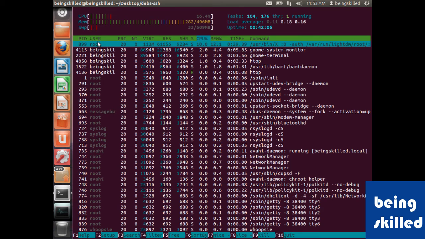Also, since it's very colorful, it helps us in understanding the entire analytics very easily. So this is one of the most recommended utilities for any system administrator.